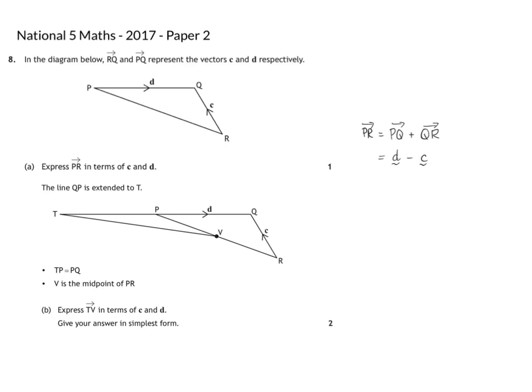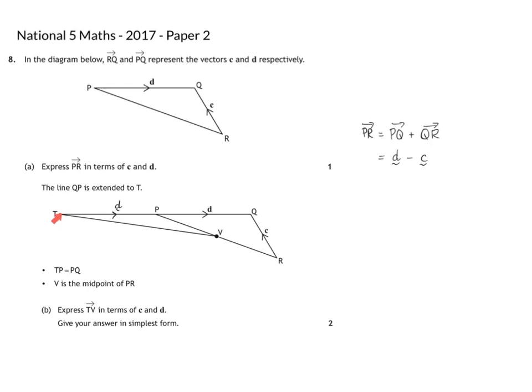Right. So for part B, it is said now that the line QP is extended to T, and it's saying that T to P is the same as P to Q. So what that is telling us is that it is the same as vector D. And it's told us that V is halfway along that point there, so we have to figure out how we're going to get from T to V using just the things we have.